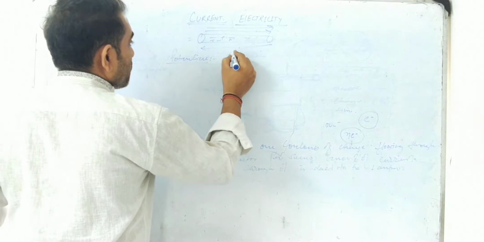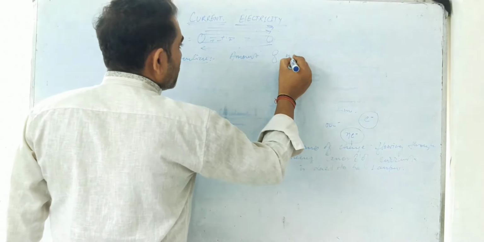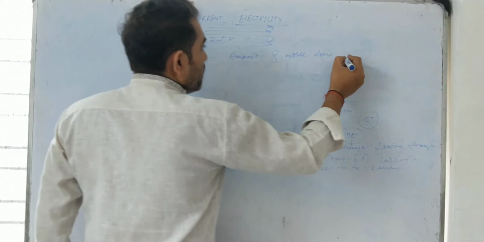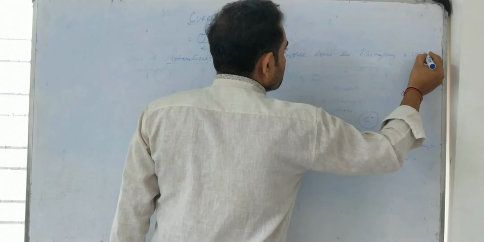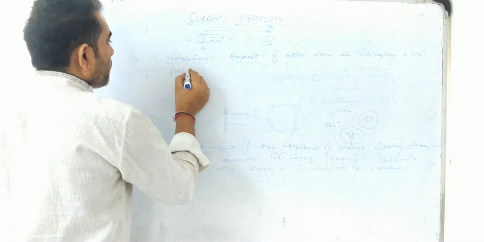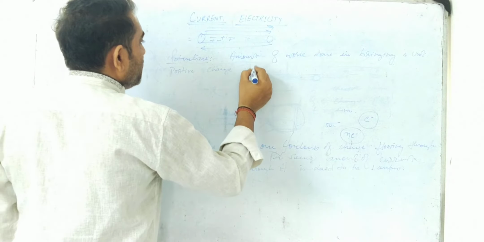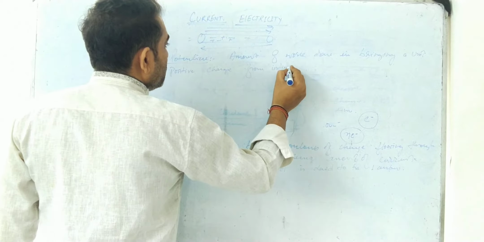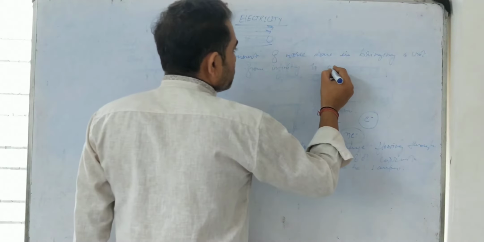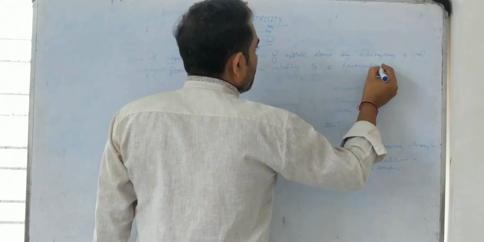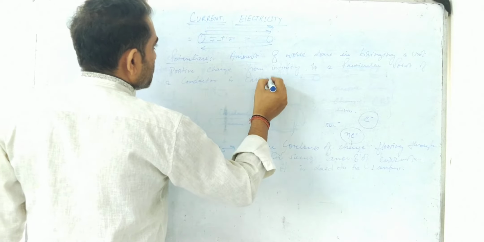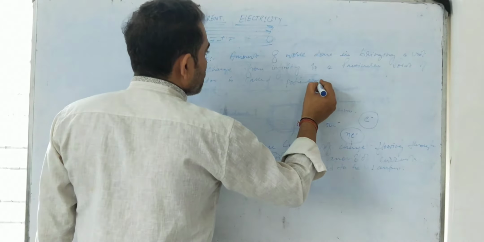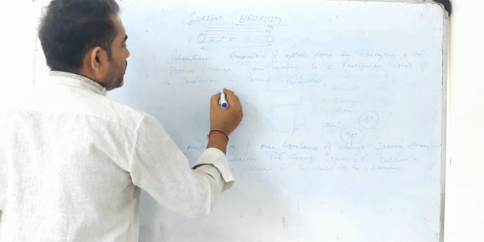Amount of work done in bringing a unit positive charge from infinity to a particular point of a conductor is called potential. And what is the unit for the potential? The unit is volt.